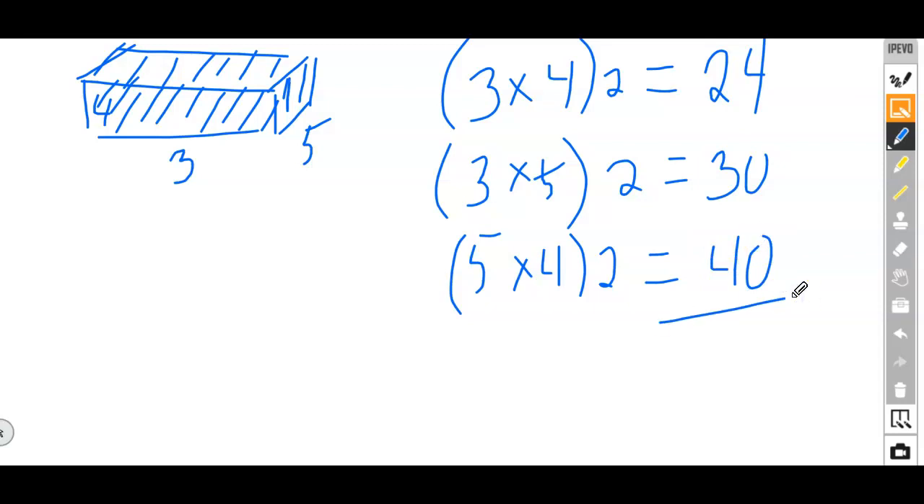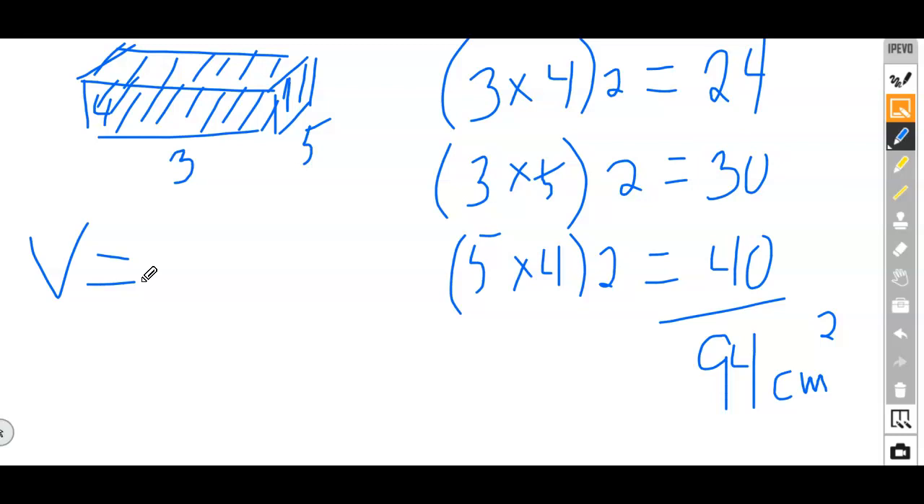So when we add those all up, what do we get? 94. What's our label? Centimeters squared, squared centimeters. So that's surface area. We found the area of all the sides, added them all up. Now, what do we do for volume? These are the easy ones. What do we do, Benjamin?